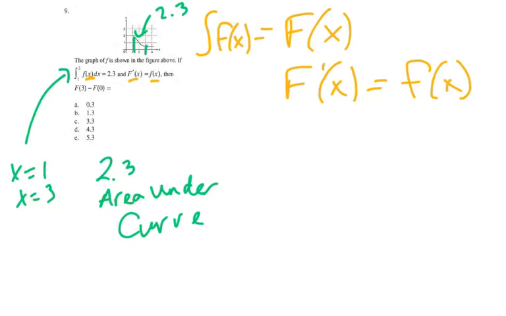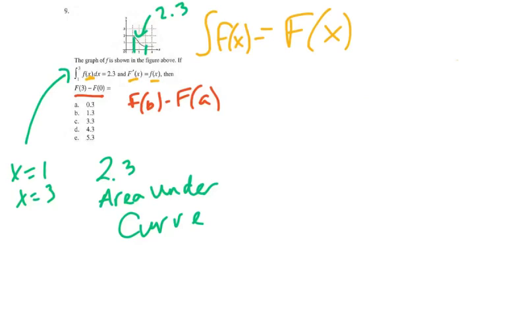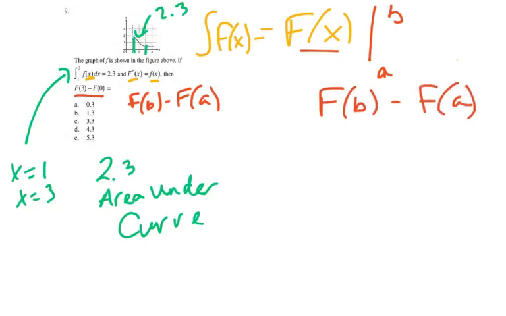Then it says F of 3 minus F of 0. Well, F of 3 minus F of 0 is our fundamental theorem of calculus. That's the F of b minus F of a we do after we take the antiderivative of something. If I take the antiderivative of little f of x, I get capital F of x, and then we evaluate it from a to b, and we get F of b minus F of a.